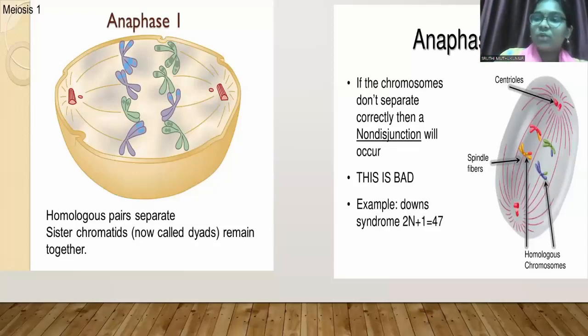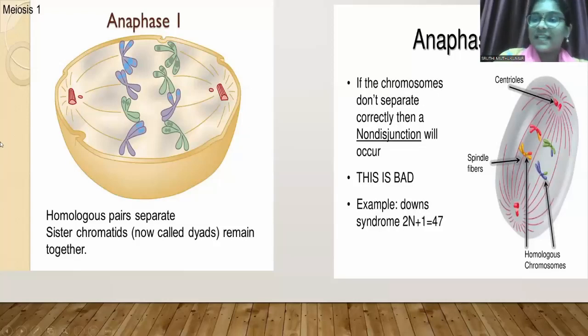Let's assume it takes place in anaphase 1. Both the homologous chromosomes move to the same pole, and hence after meiosis 1 we get two cells. Suppose it is chromosome 21 in the case of Down syndrome. In one of the cells we have both of the chromosomes, and in the other cell we don't have any chromosome 21 at all.